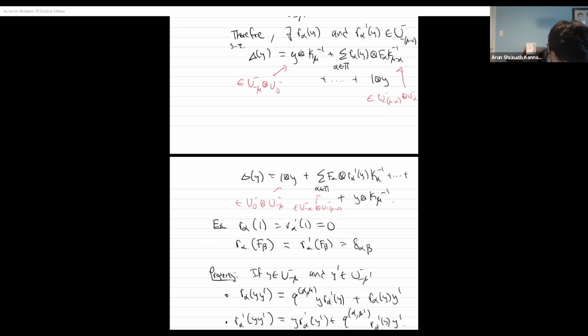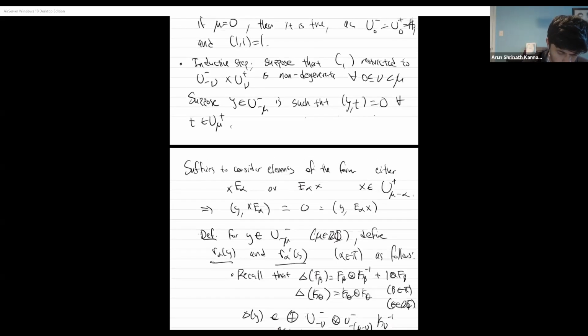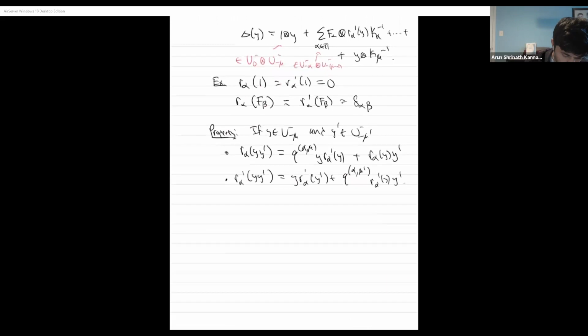The way to show this is you can either expand it out as this, or you can write delta of y y prime as delta of y times delta of y prime, then expand it out that way, and compare the two terms, and you get this formula. The reason I introduced these elements is in order to prove a lemma, which we will use for proving our non-degeneracy. So we have the following lemma.